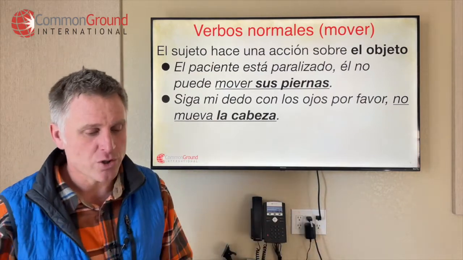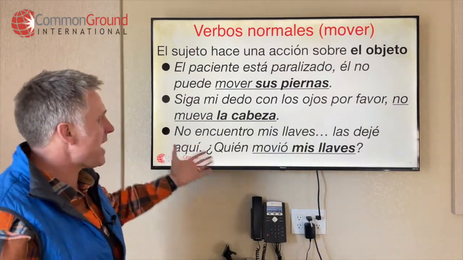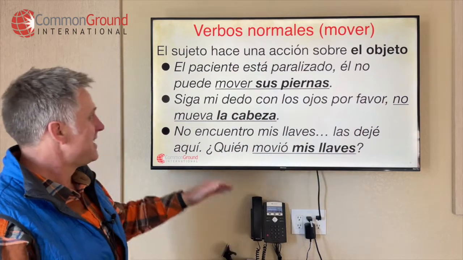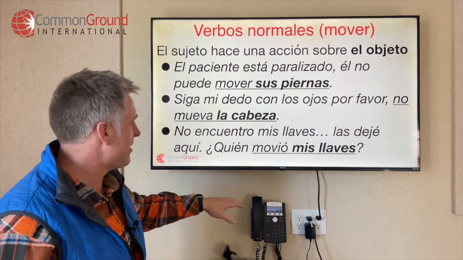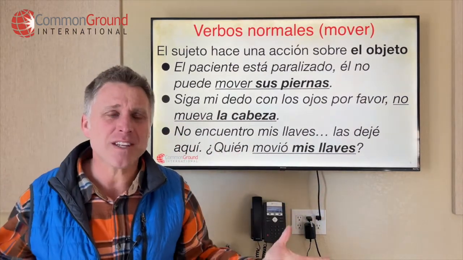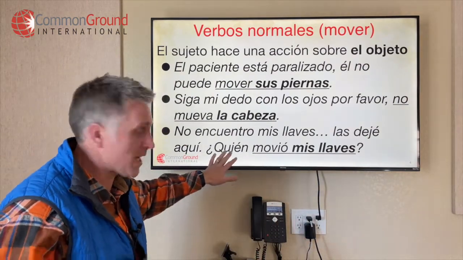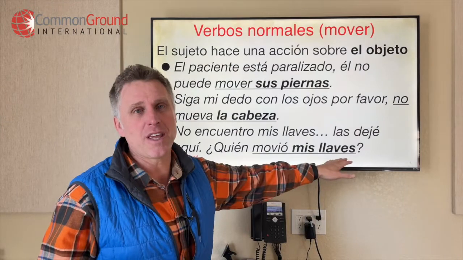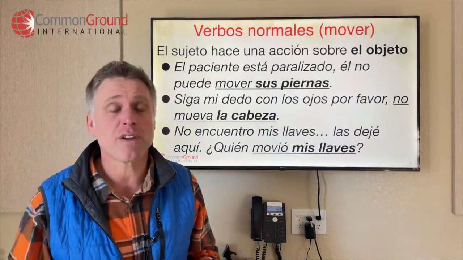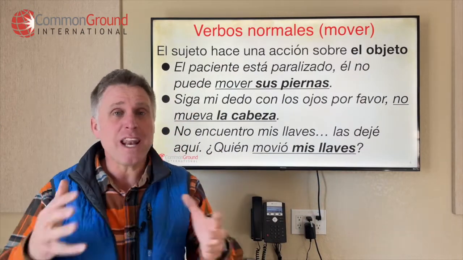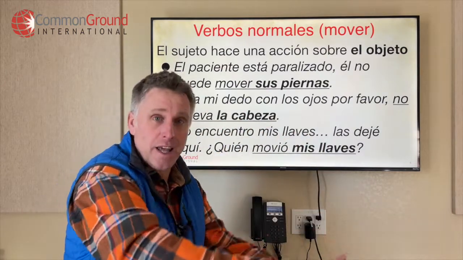Okay? Otro ejemplo. No encuentro mis llaves. I can't find my keys. Las dejé aquí. I left them here. ¿Quién movió mis llaves? Who moved my keys? ¿Quién movió mis llaves? So the subject, someone, moved the keys. All right, this is pretty straightforward. The person doing an action is acting on an object.